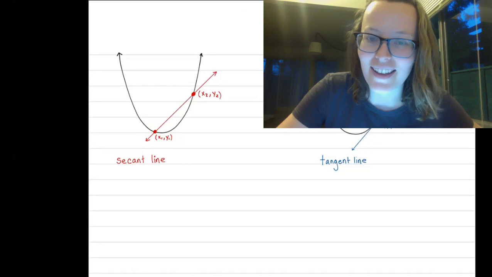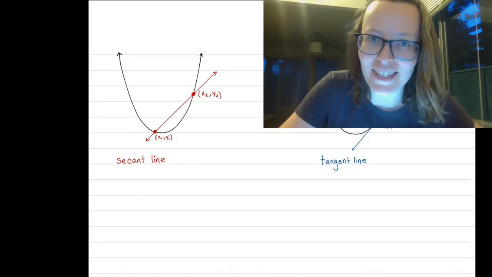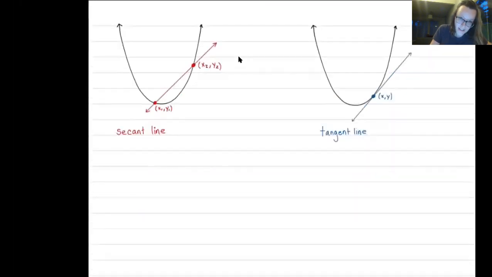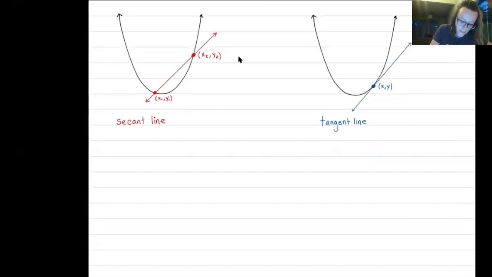Still getting used to this. Here we go. Okay, so I wanted to start with two definitions here. I drew a secant line and a tangent line, and I want to make sure we're very clear about what the difference between the two is. This secant line is drawn on this function, and it goes very clearly through 2 points. I labeled those 2 points on there.